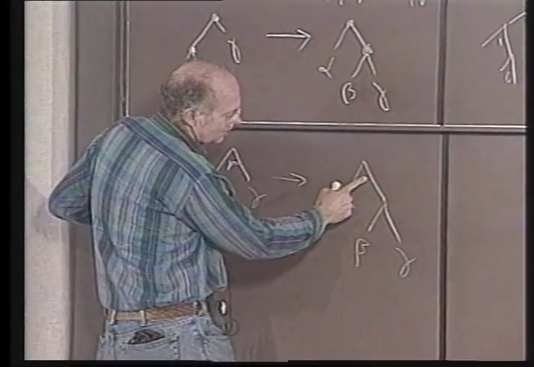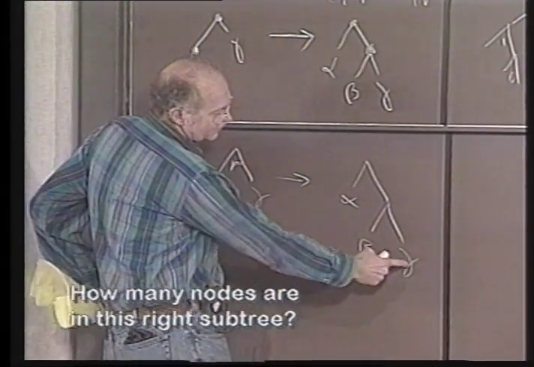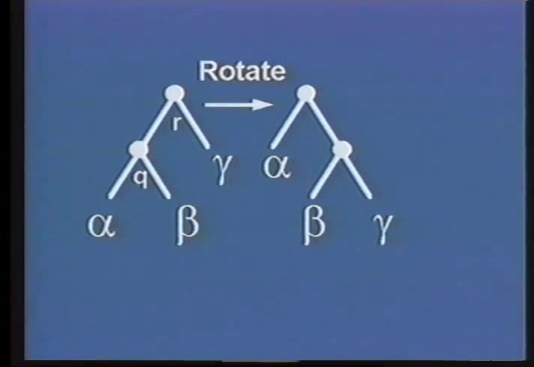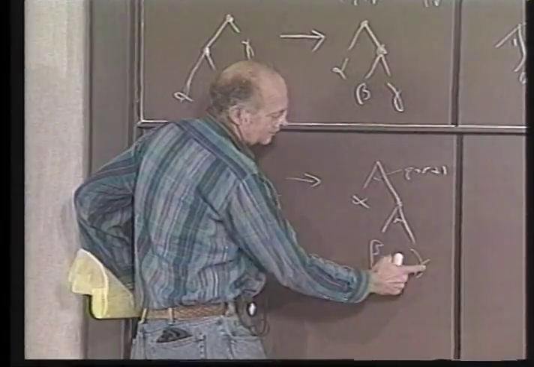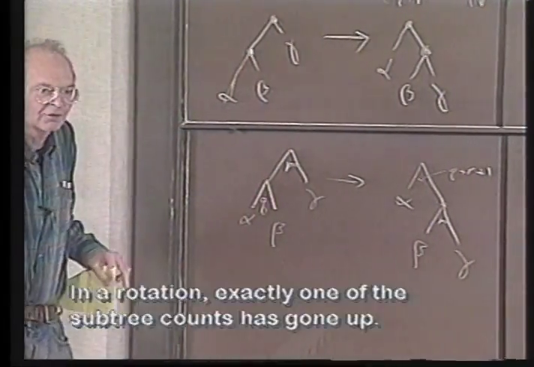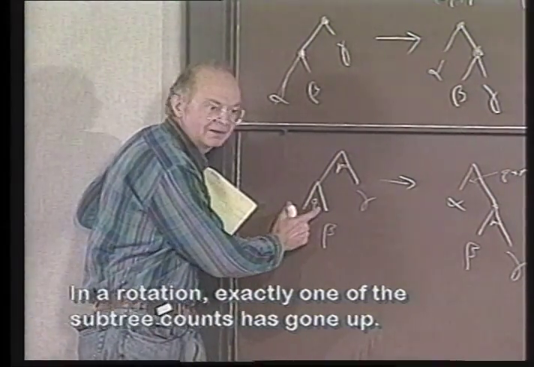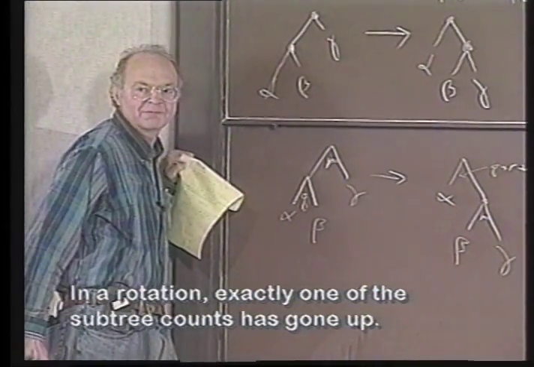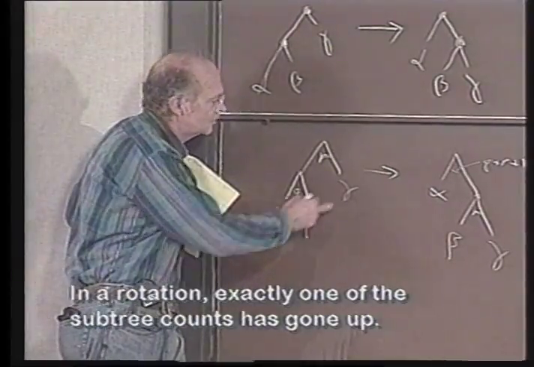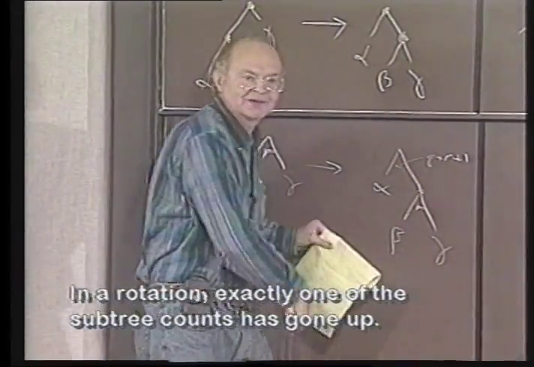But what's happening now? The size of this subtree. How many nodes are there? Well, there's Q here, R there, one more there. So that's Q plus R plus 1. And this is still R. It's still gamma. So what's happened in a rotation is that exactly one of the subtree counts has gone up. And it went up from Q to Q plus R plus 1, which is definitely bigger.